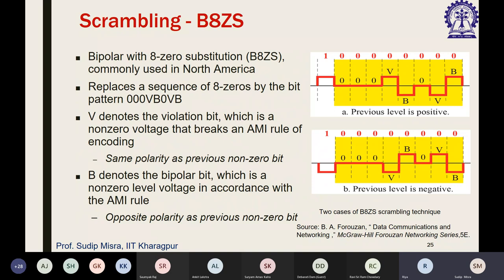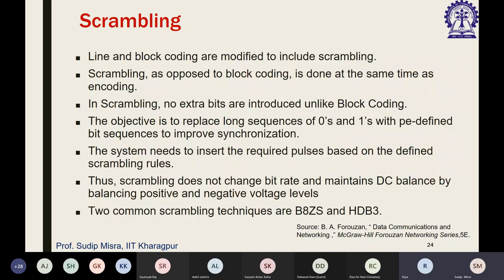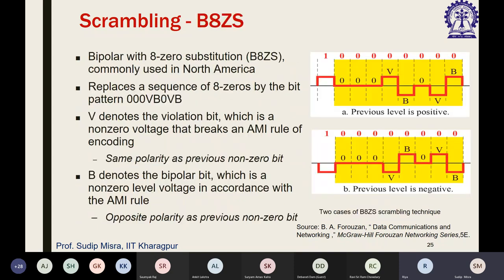Bipolar with 8-zero substitution. Now this particular scheme is used in North America. The other scheme that I told you, which is HDB3, is used in most of the rest of the countries, right? So B8ZS is mostly used in North American communication systems, which basically talks about replacing a sequence of 8 zeros by a predefined bit pattern, which is 000VB0VB.